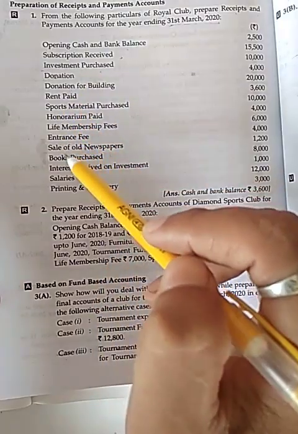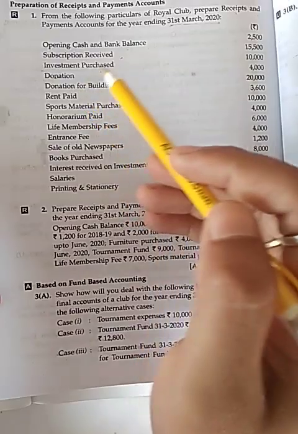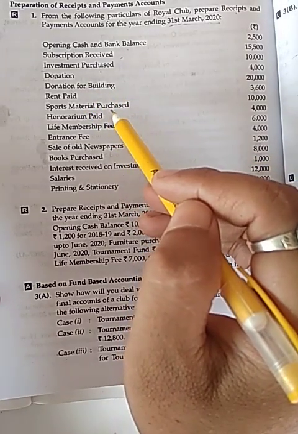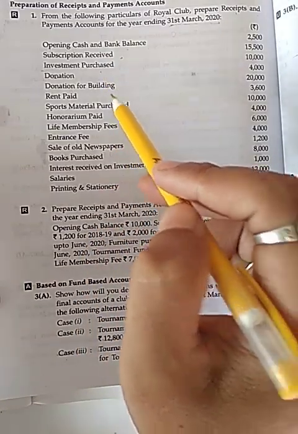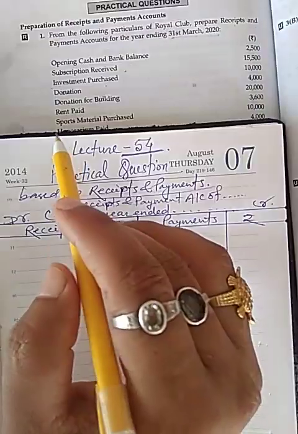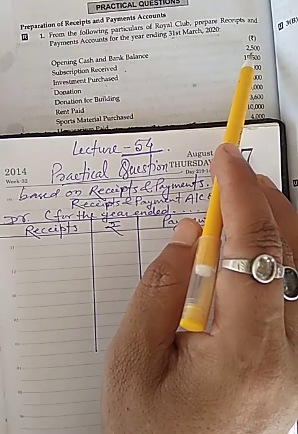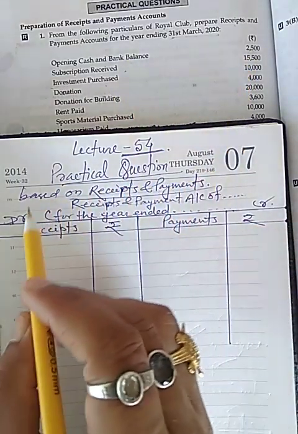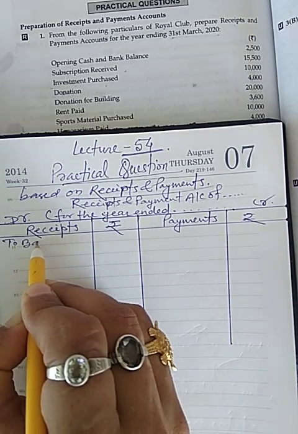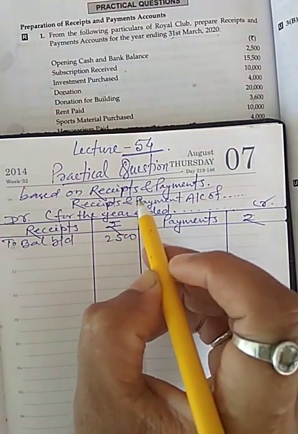And we have to put all the items either in receipt side or payment side, not in income and expenditure account. So one by one I will put it. See the solution. First item is given, opening cash and bank balance 2,500. So I will write to balance BD 2,500.